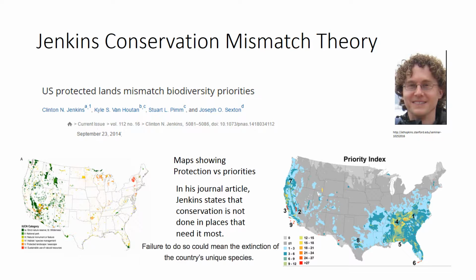And on the left here, you can see that there's a map showing protection, so where federal lands are protected in the United States. And on the right, there's a map showing priorities. So where is that conservation needed in the United States? And Jenkins outlines in his article, and he goes on to say that failure to do so could mean the extinction of the country's unique species. So Jenkins is basically saying that if we don't conserve our species, they're going to continue on this ongoing trend of extinction.